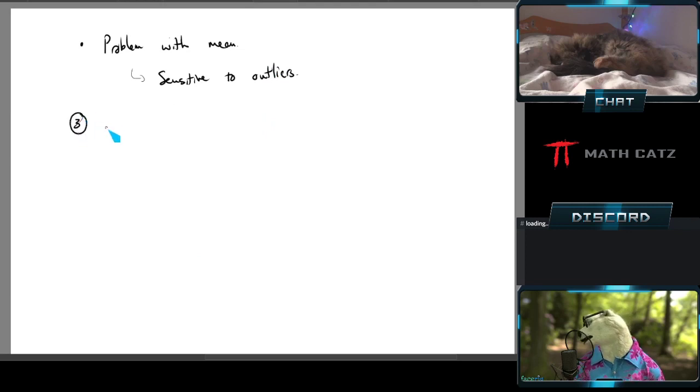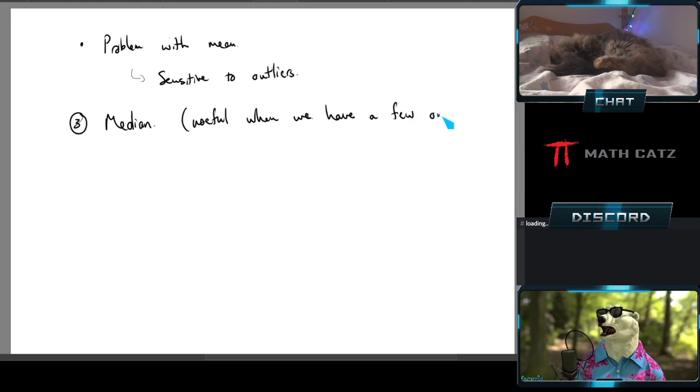So in steps the solution, and it's called the median. Median is useful when I have some outliers, or even if we suspect we have a few outliers. Then we know that, yes, we can still calculate the mean, but the answer we get is not going to be the best representation of the distribution of the set of scores as a whole.